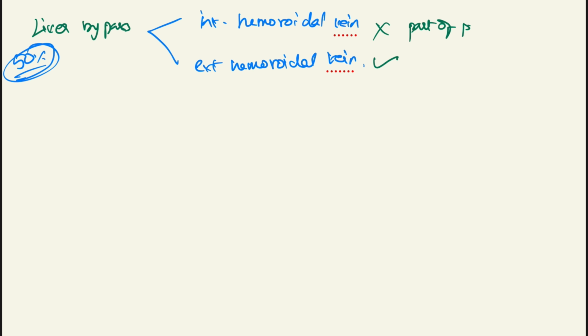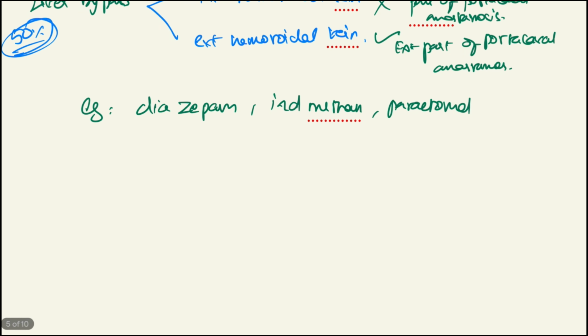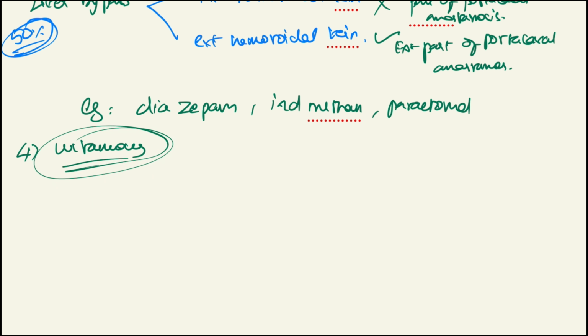You have learned the portocaval anastomosis in first year anatomy, and you would remember that there is an anastomosis between the veins present in the rectum. Example: diclofenac, indomethacin and paracetamol. These drugs can be given through the rectal route.